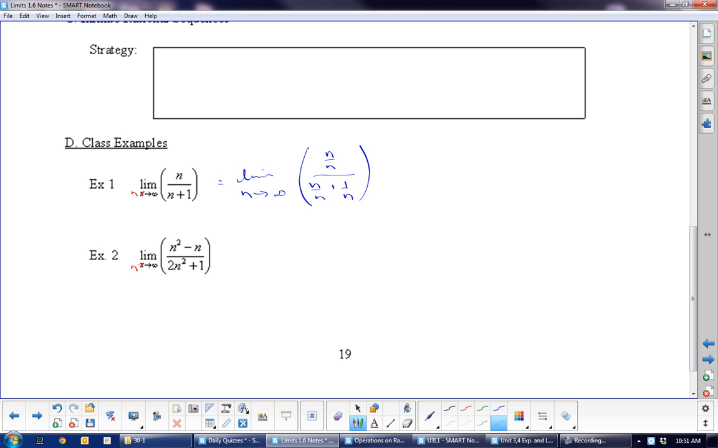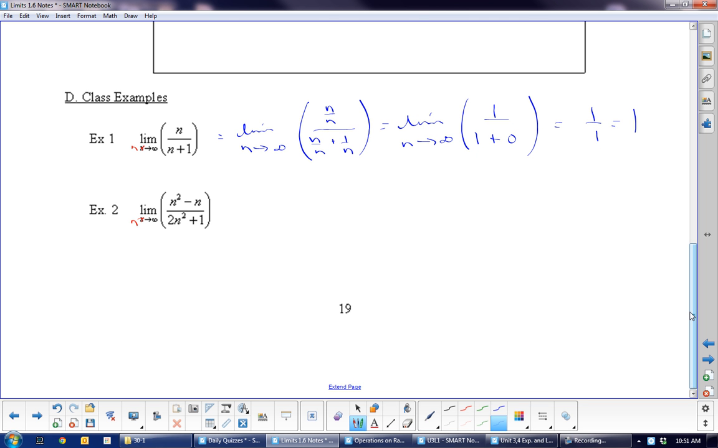Now, as a limit, as n goes to infinity, we can solve each one of these. What is n divided by n? Or what is infinity divided by infinity right here? That would be 1. Right here, infinity divided by infinity, and what's 1 divided by infinity?